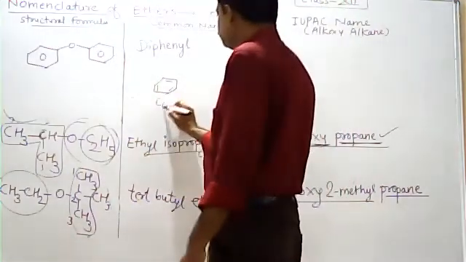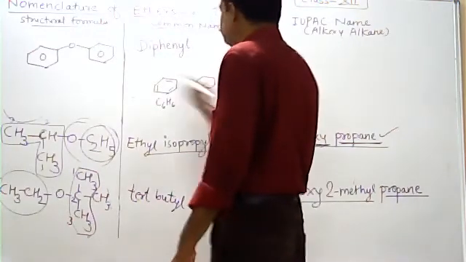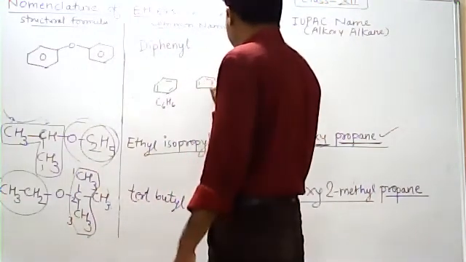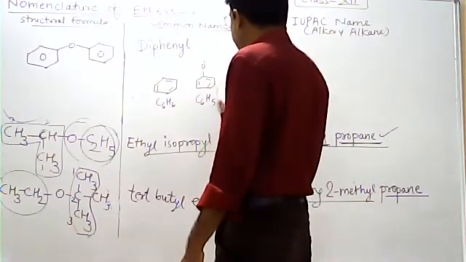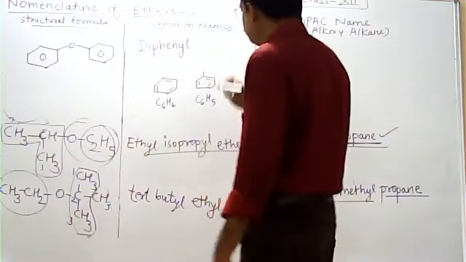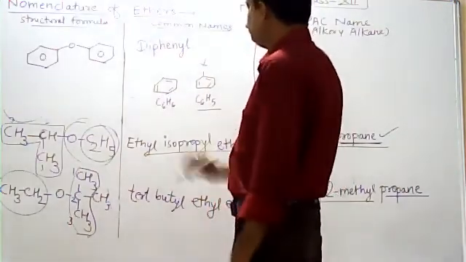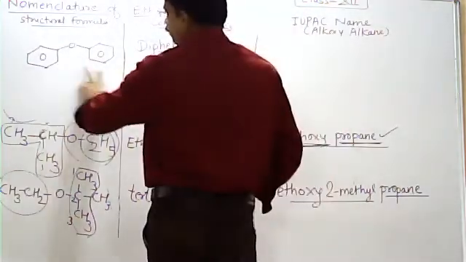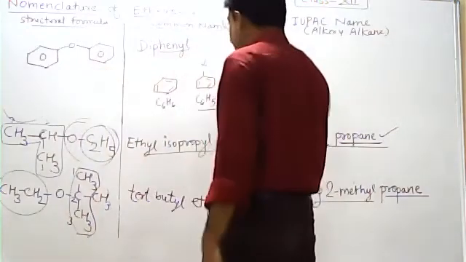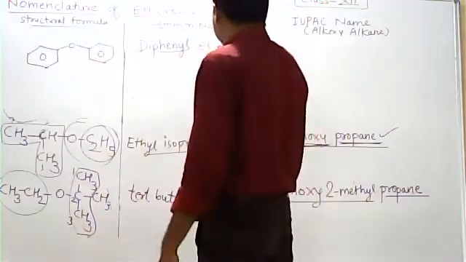This is C6H6. When one substitution happens here and oxygen is attached to it, it becomes C6H5. Something is attached to it further. This is called phenyl. So two phenyl groups are there, C6H5 and C6H5. So its name is diphenyl, followed by the word ether.